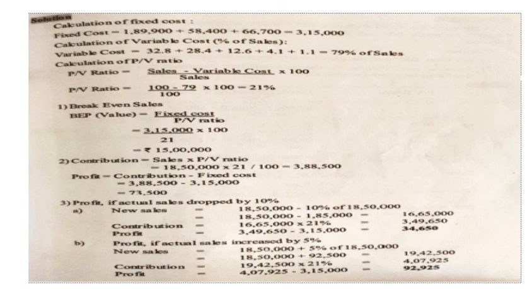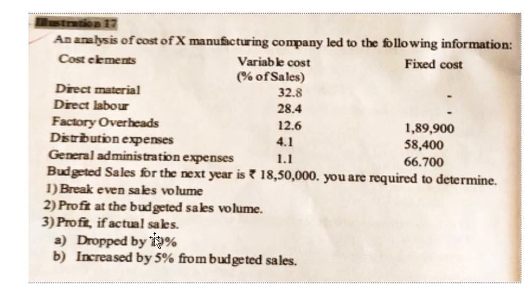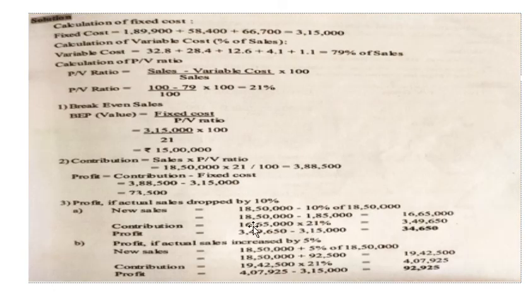73,500. Next question they have asked us to calculate is profit if actual sales dropped by 10% and increased by 5%. So what will be the profit if your actual sales is dropped by 10%, and then what will be the profit if actual sales is increased by 5%. So now, as we have the budgeted sales, the new sales is 18,50,000 minus 10%, if the sales is dropped. 10% of 18,50,000 is nothing but 1,85,000. So 18,50,000 minus 1,85,000 will give you your sales, which is 16,65,000 when your sales is dropped by 10%.